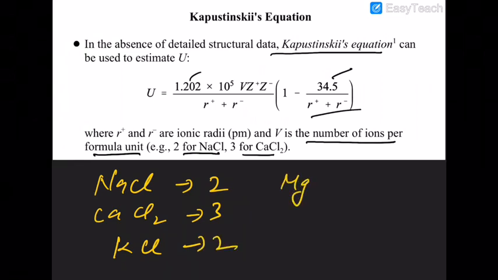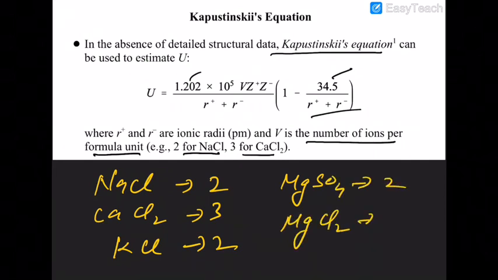For magnesium sulfate the answer is again 2, but for magnesium chloride the answer is 3. So like that one you can have the values. So that value is not of use. Why? Because the Born-Haber equation is the thermodynamic data which can give you the accurate information. Okay, but as a student you should know that some other values are also known.